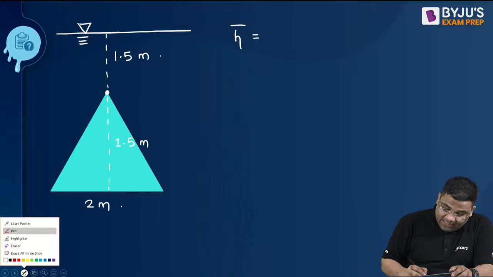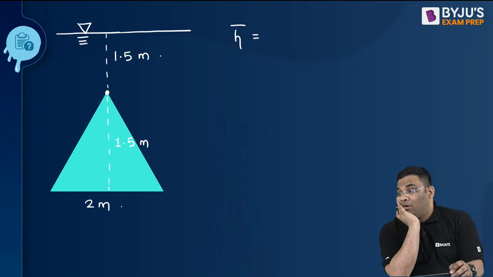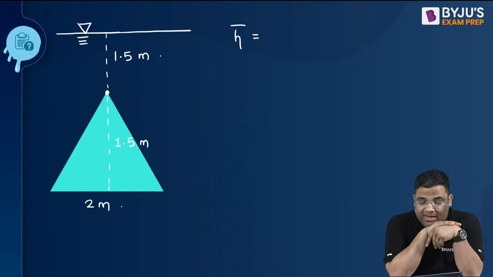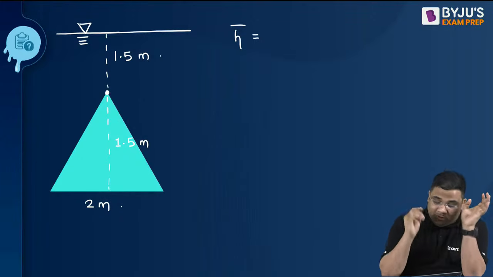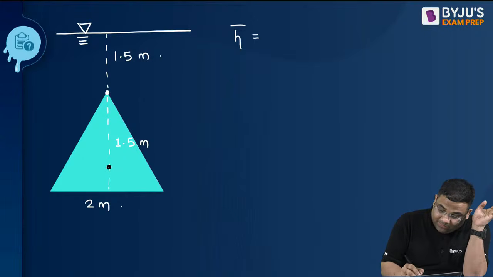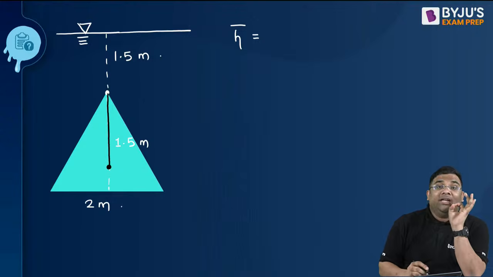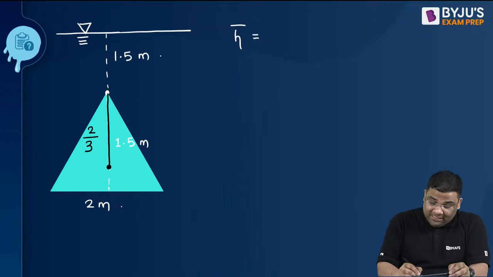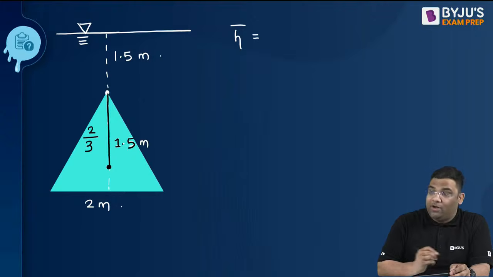What is h bar? H bar is the distance of the centroid from the top surface of water, or in this case the oil. What will be h bar? Please mention in the comment section. First of all, locate the centroid. Bhavya is correct. I'll explain. You see, this is the centroid. We know that the centroid is located at 2 by 3 h from the top. Now the h is 1.5.